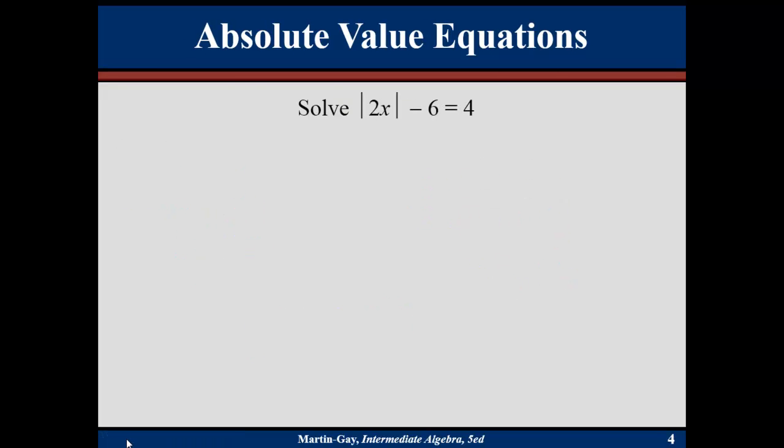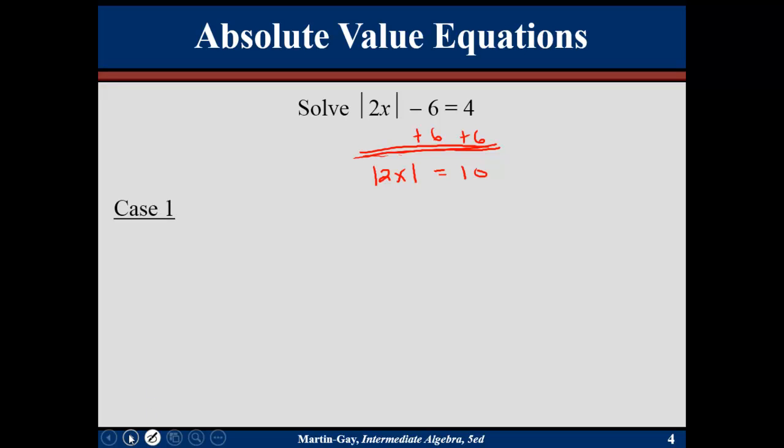Okay, so for example, with this one, we have the absolute value of 2x minus 6 equals 4. Since this minus 6 is not inside my absolute value symbols, the first thing that I would want to do is move it to the other side of the equal sign. And that'll give me the absolute value of 2x equals 10.